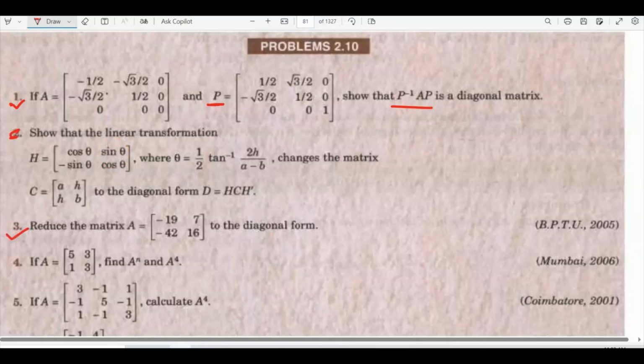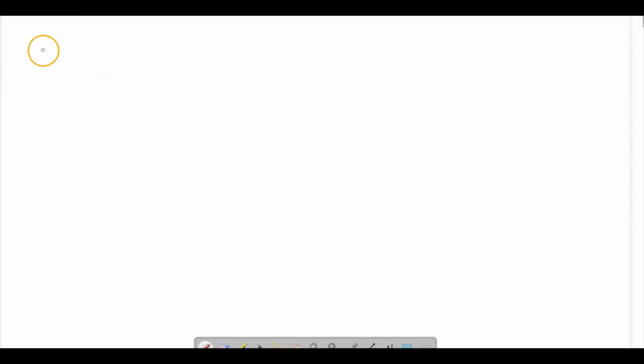Now the third question: reduce the matrix A to diagonal form. So we are given the matrix A equal to minus 19, 7; minus 42, 16. So this is the matrix A. To reduce this matrix to diagonal form, first we want to find the eigenvalues of this matrix.